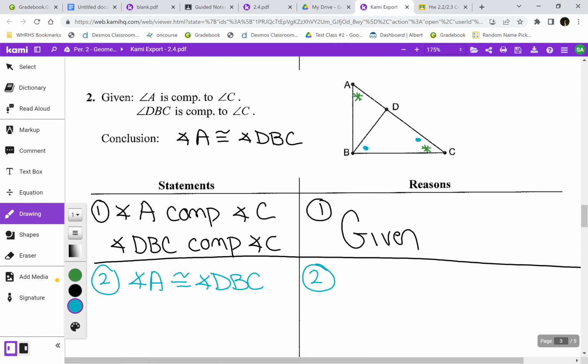Annalena? Almost perfect. In the given, did it say sub? Oh, I mean comp. Good. Comps of the same angle are congruent.